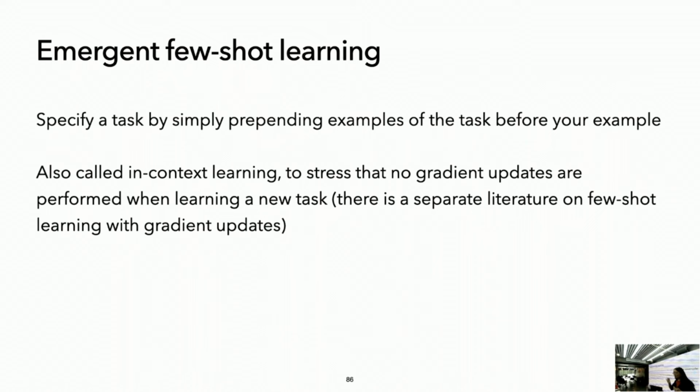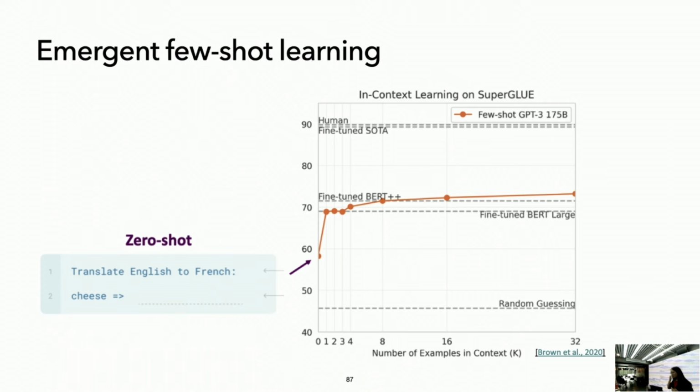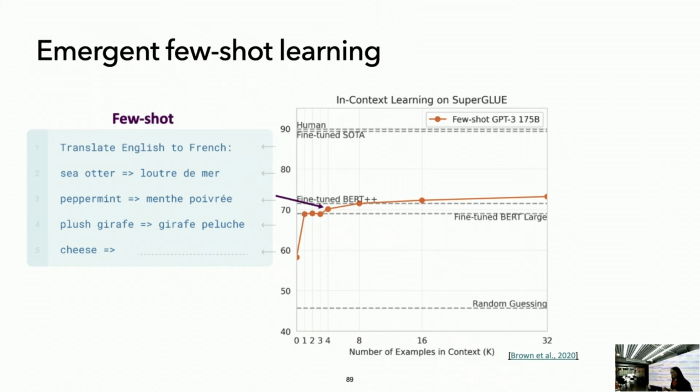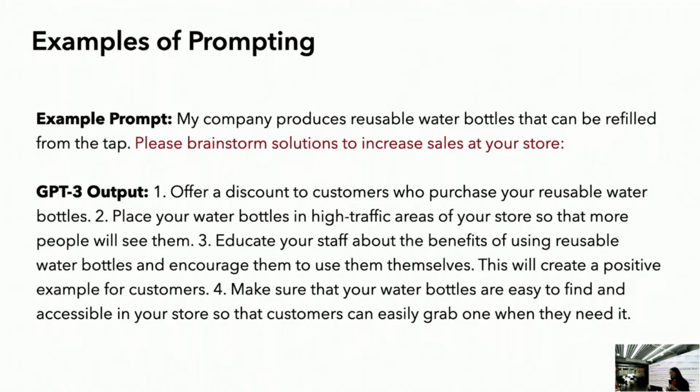So the goal here is that we do not need to do any gradient updates anymore. We are just going to write a natural language prompt for learning a new task. So with this emerging few-shot learning capability, you can do it in a zero-shot fashion. You can write one example, like if you want to translate English to French, you first give it one sentence or one data point as a demonstration. And then you can ask it, OK, what is cheese in French? You can also do it in few-shot fashion. So not only give it the sea otter peppermint here, you can give it three examples and then ask it to do translation for your example. This kind of prompting works very well.